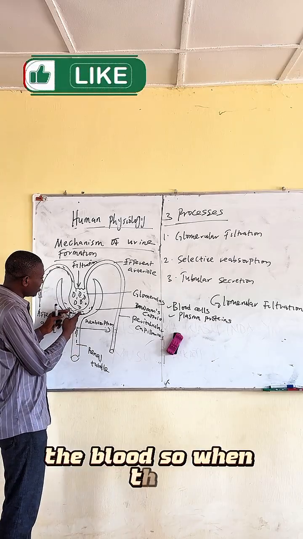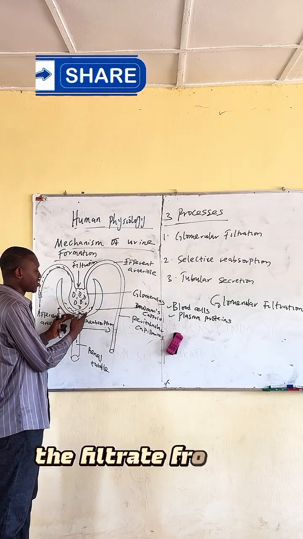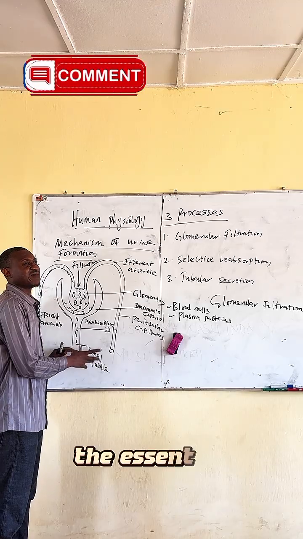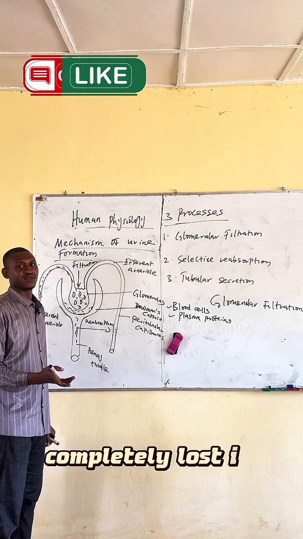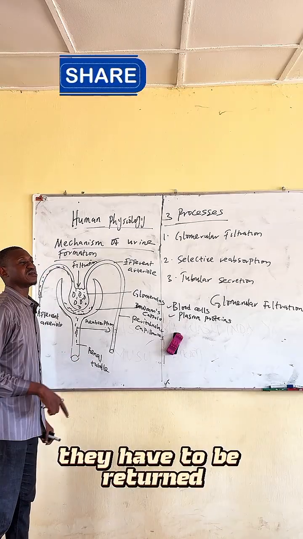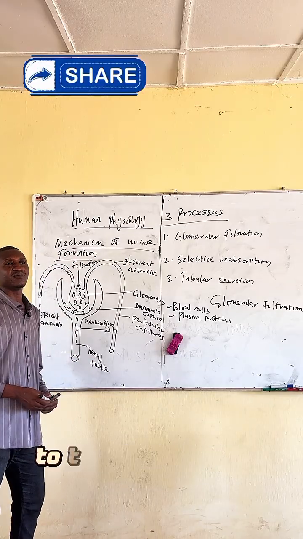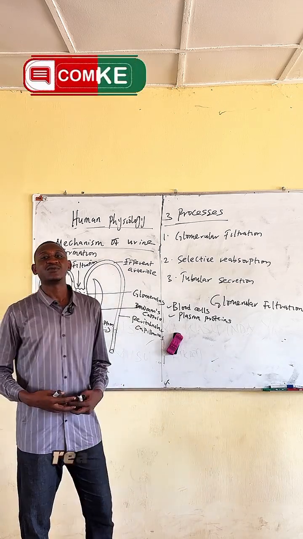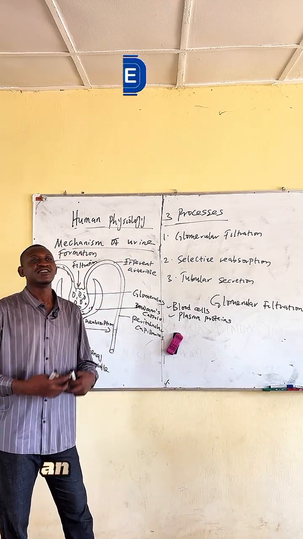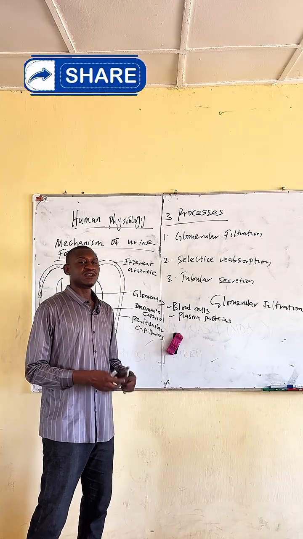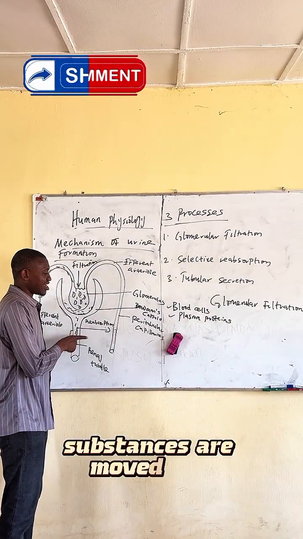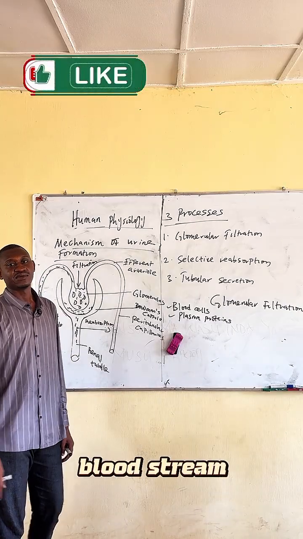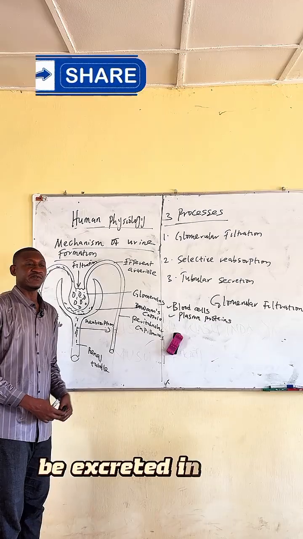So when this filtrate from the glomerulus gets into the renal tubules, the essential materials can be completely lost in urine. They have to be returned to the bloodstream. So that is what happens in selective reabsorption. In simple terms, selective reabsorption is a process by which water and other essential substances are transported from the renal tubules back to the bloodstream, because they need not be excreted in urine. They are not waste products.